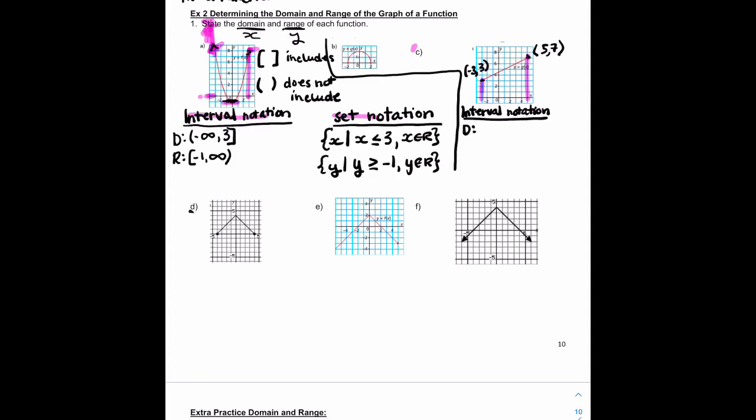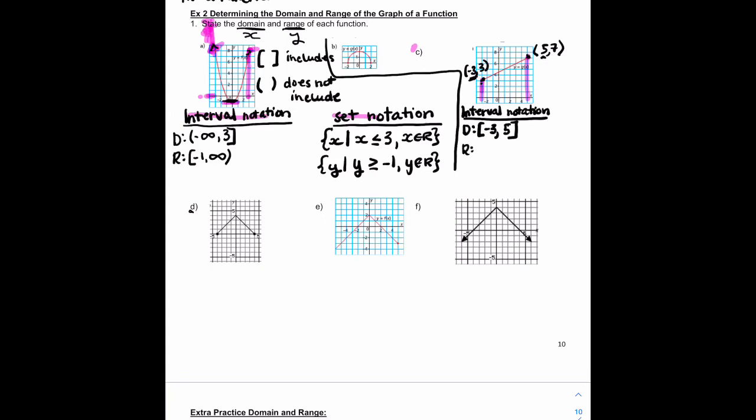So domain, my lowest value is -3. There is no point that this graph is going to get any lower than -3. I will never write an ordered pair for this line here that's less than -3. It touches -3, so I use a square bracket, and it goes up to +5 here, and it includes +5 as well because it touches +5. So I use square brackets to include those.